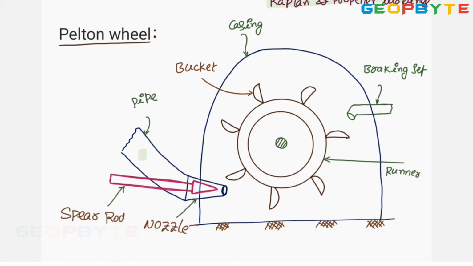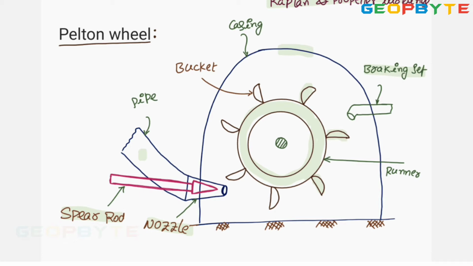It consists of a pipe, spear rod, nozzle, the casing, braking jet. This is the rotor. Around the circumference of the rotor, a number of blades are arranged like this. And this rotor is mounted on the shaft.